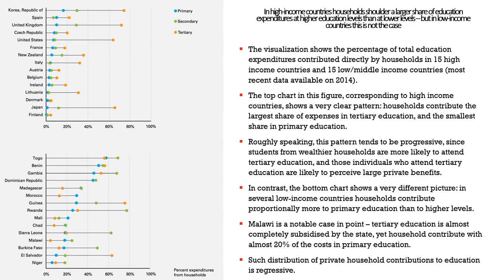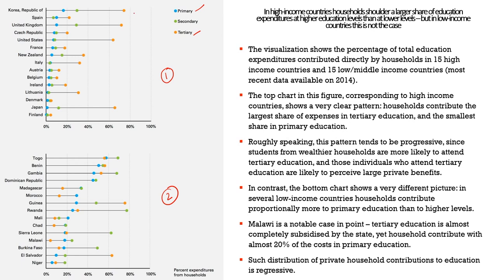Now, this is an interesting figure that I've put together from the website I just mentioned. In high income countries, we see that the households shoulder a larger share of education expenditure at higher education levels than at lower levels. But in low income countries, this is not the case. The first panel of the figure shows 15 high income countries. The lower panel shows the 15 low income countries. The orange dots are the expenditure made on tertiary education or higher education. Green dots are the expenses made on secondary education, and the blue dots are the expenses made on primary education.